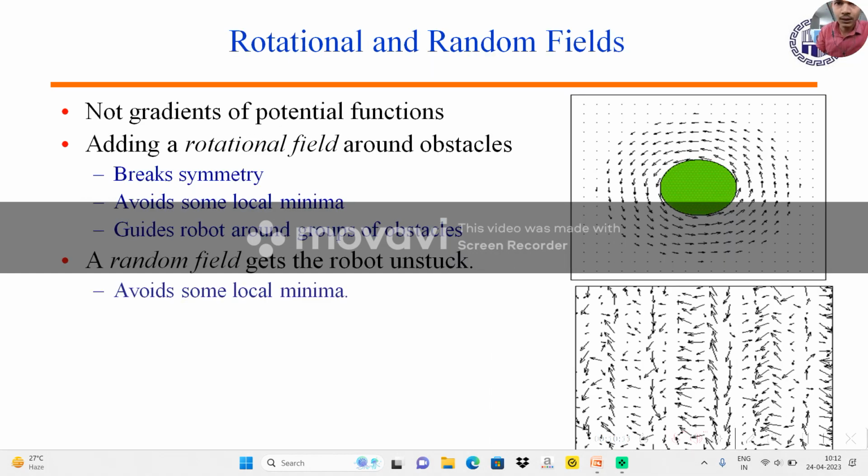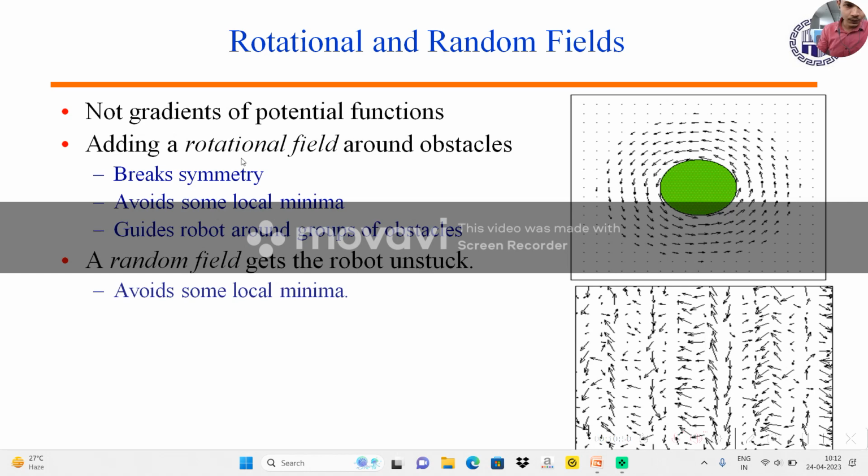Now the rotational and the random fields. The solution to the previous problems is the rotational and the random fields. Earlier we applied the straight fields, so in some situations the resultant force will be zero. If we apply the rotational field, the robot will not get stuck at any position and it will move. If there is a local minimum problem, it will move to another position, and after that the robot will try to reach the goal state.